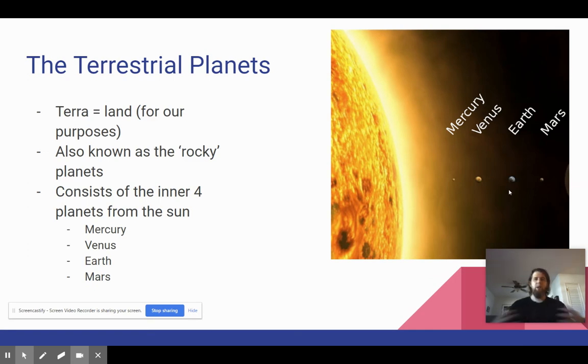All right. So the terrestrial planets, we're going to talk about those first. And those are our first four innermost planets: Mercury, Venus, Earth, and Mars. We call them terrestrial because that terra prefix stands for land. These are also known as the rocky planets. So the consistency varies from planet to planet, but they're all rocky. They have a rocky surface, sort of like a crust, a rocky outer shell, if you will. So it is the four inner planets from the sun, Mercury, Venus, Earth, and Mars. So these are our terrestrial planets.